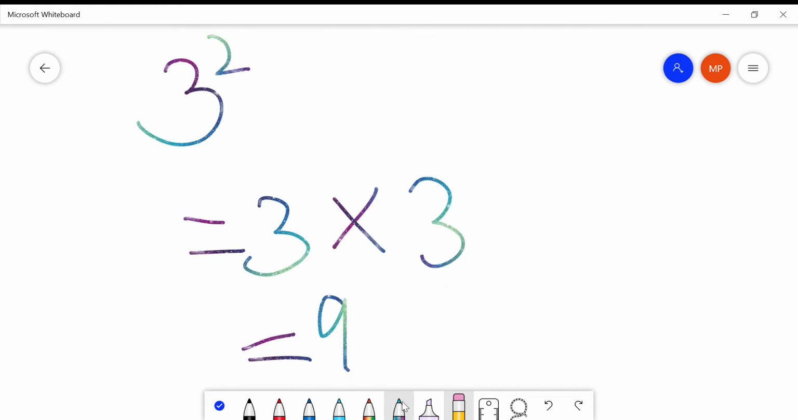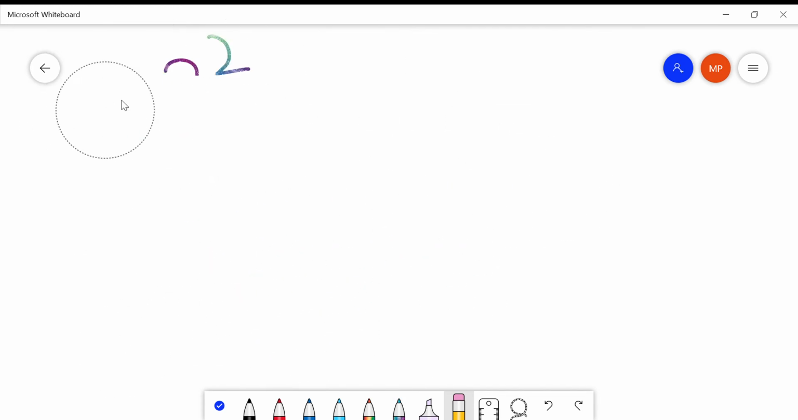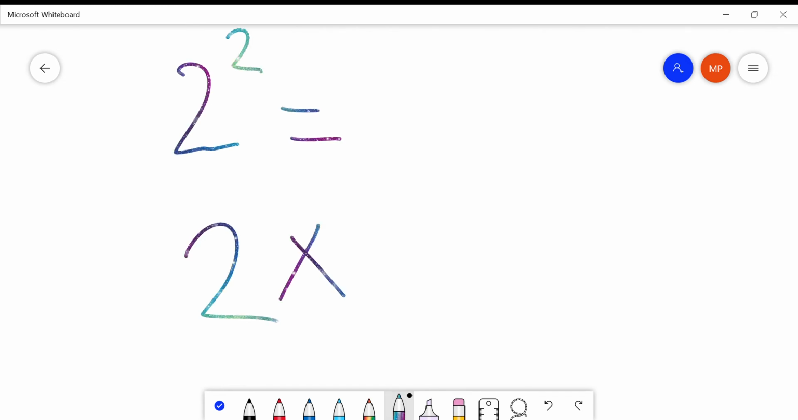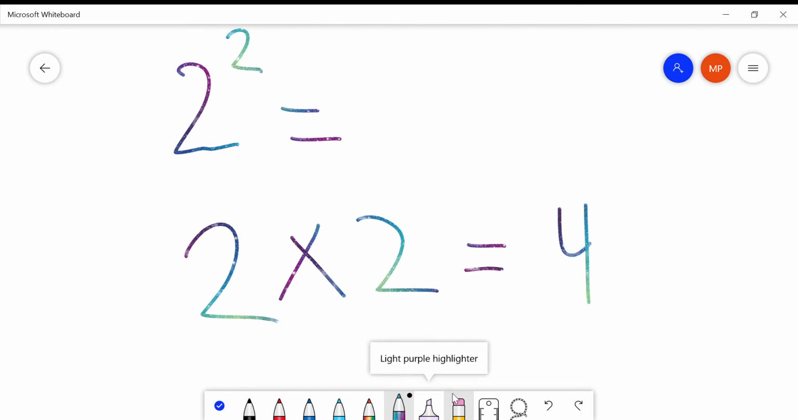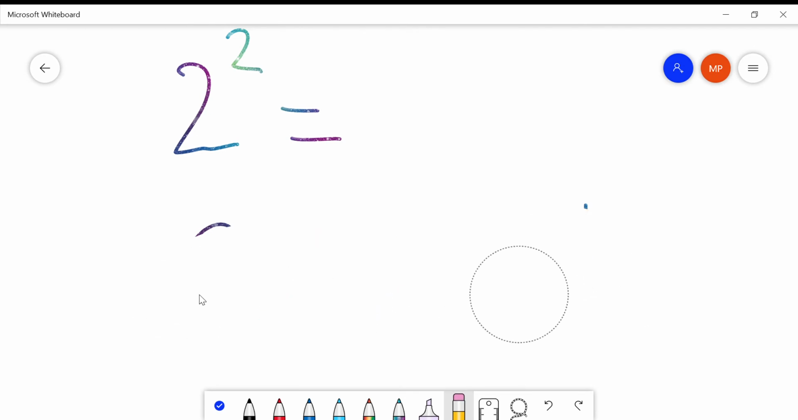Now, let's try just one last example, which is, say, 2 squared. 2 squared equals 2 into 2. As you can see, we're multiplying the number by itself. So that means 2 into 2, which is 4. 2 squared equals 4. Now, let's actually get into it.